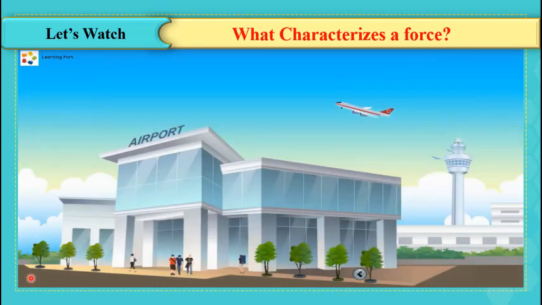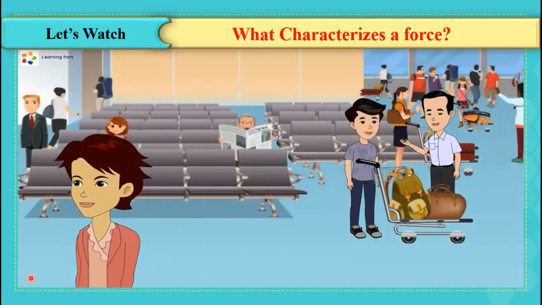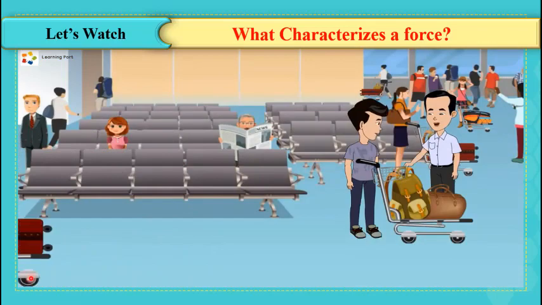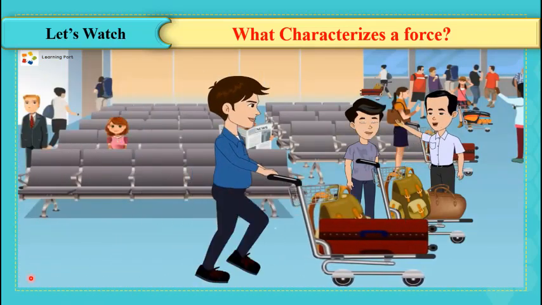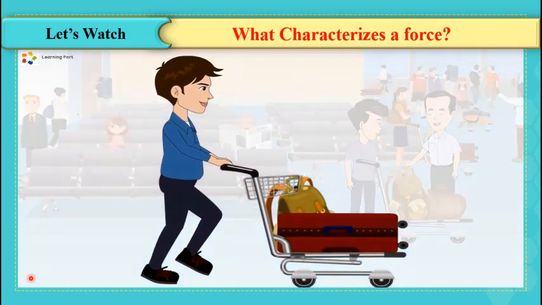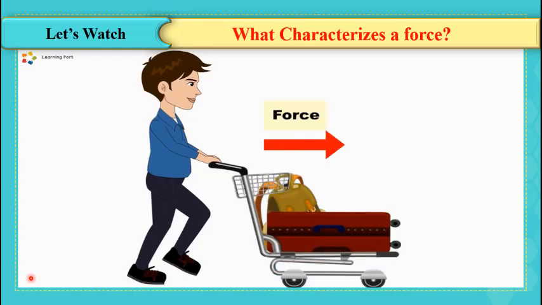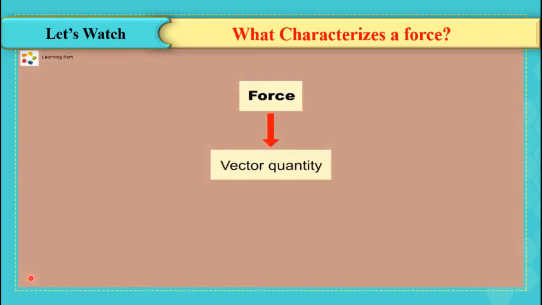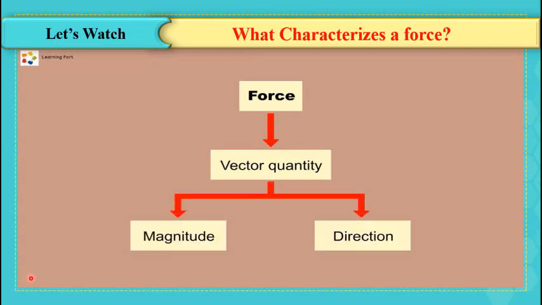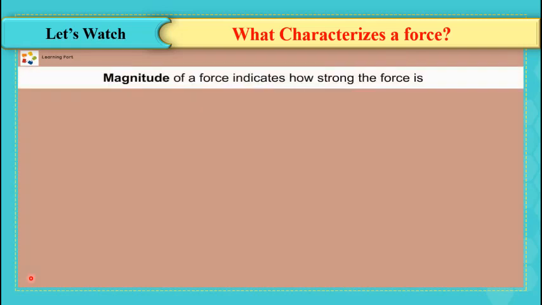It's holiday season, and many people are going on vacation. The airport is full of travelers trying to catch their flight. Most people use a trolley to carry their heavy baggage. To move the trolley, a force has to be applied on the trolley. A force is a vector quantity which has both magnitude and direction. The magnitude of a force indicates how strong the force is.